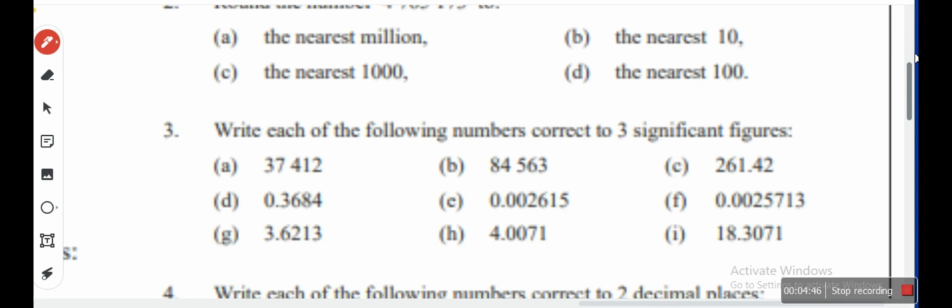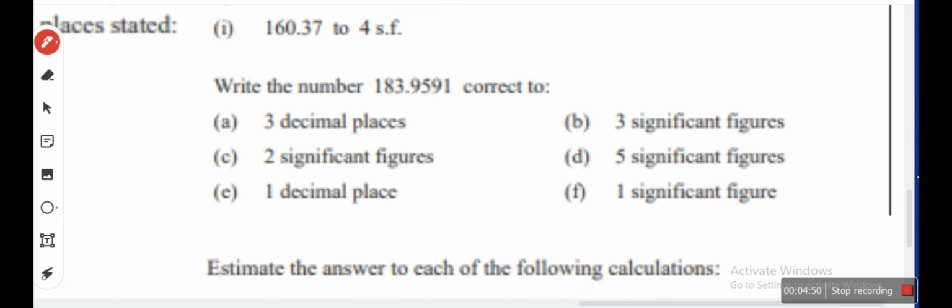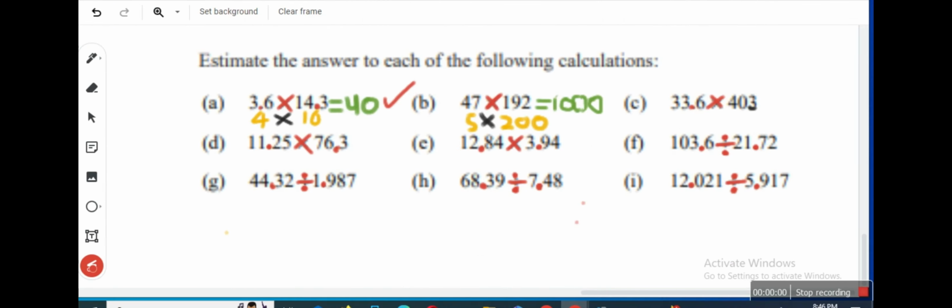All right. Let's go to another question. Now you've done things related to these ones earlier. Let's go to this question at the bottom. This question says estimate the answer to each of the following calculations. And like I said, what should you do for each of them? Change them to one significant figure and then multiply them. Good. You round off to one significant figure.